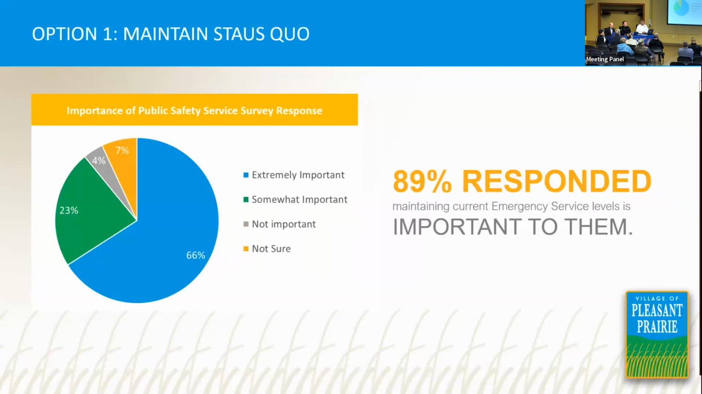First, this idea of maintaining the status quo. In response to the first option of maintaining status quo or doing nothing, Community Perceptions felt a fair way to assess this option was to gauge how important it was to maintain public safety service levels. If it was important to the public to maintain service levels, then the obvious conclusion would be that resources would need to match that growth. In the survey, 89% of respondents said that maintaining the current level of emergency services is important to them and their families, either somewhat or extremely important.